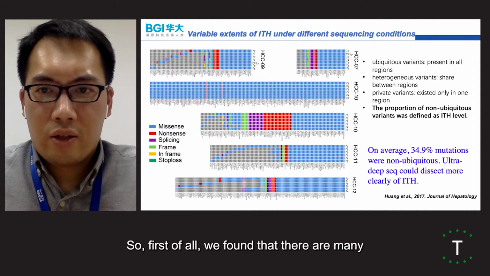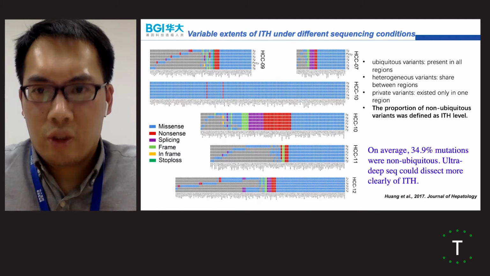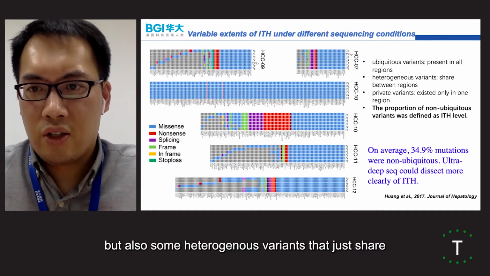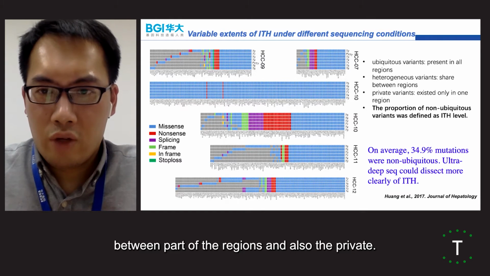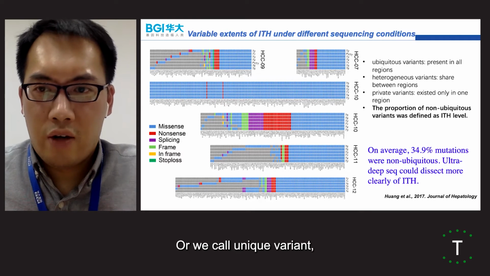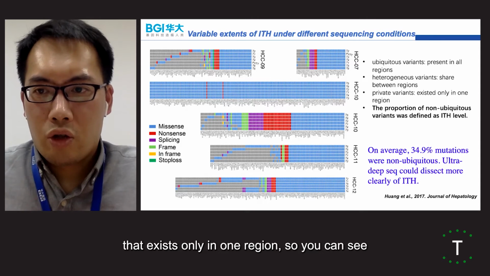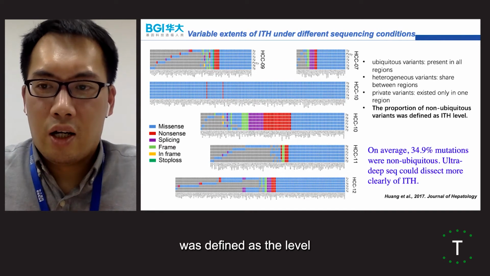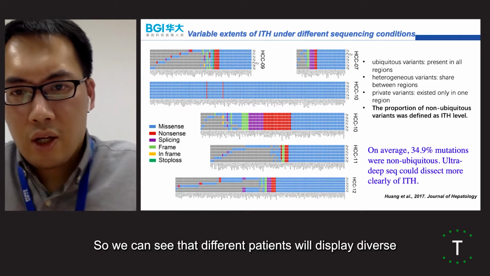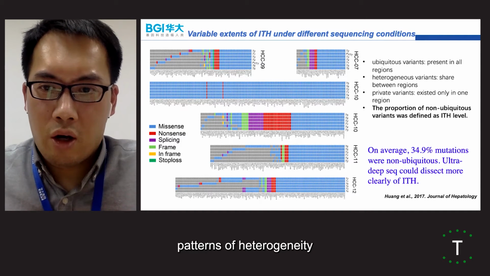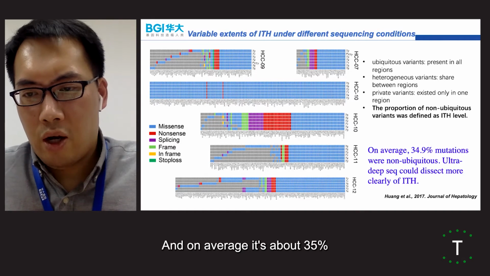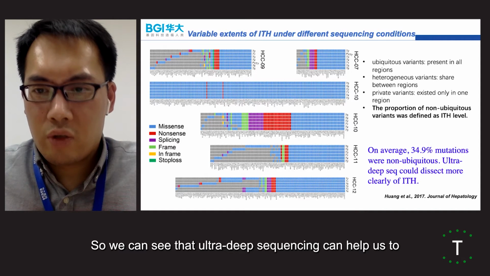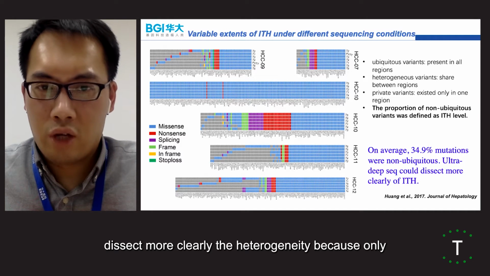So first of all, we can find that there are many ubiquitous variants that are present in all regions, but also some heterogeneous variants that are shared between only parts of the regions, and also the private, or we call it unique, variants that exist in only one region. So the proportion of non-ubiquitous variants was defined as the level of intratumoral heterogeneity. Different patients display diverse patterns of heterogeneity, and on average about 35% of the mutations were non-ubiquitous.